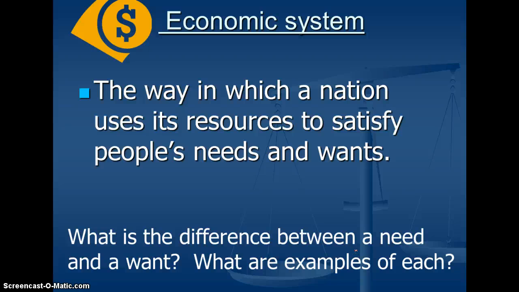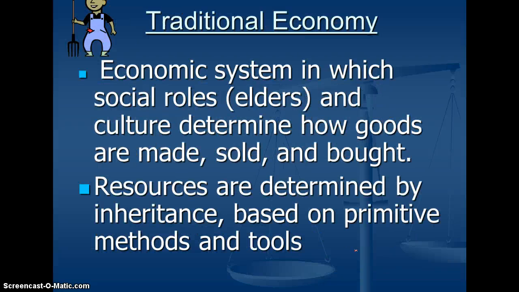Economic system. This is the way in which a nation uses its resources to satisfy the needs and wants of people. So based on what they have, they've got to use what they have to be productive. And you've got 4 different types of economic systems. You've got traditional, you've got command, you've got mixed, and you've got market.